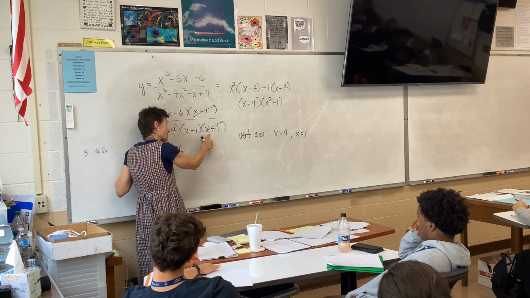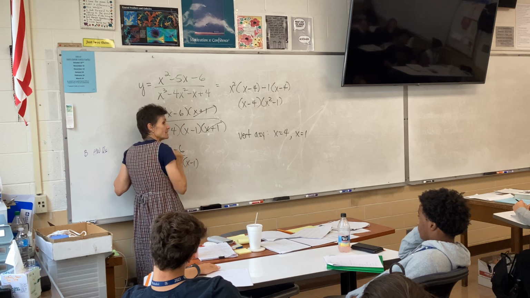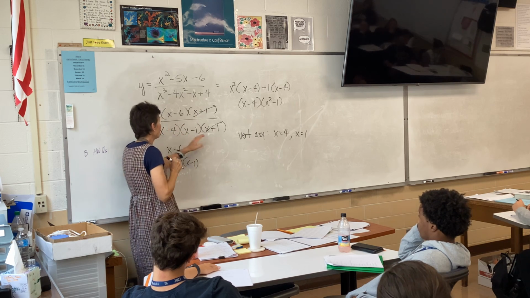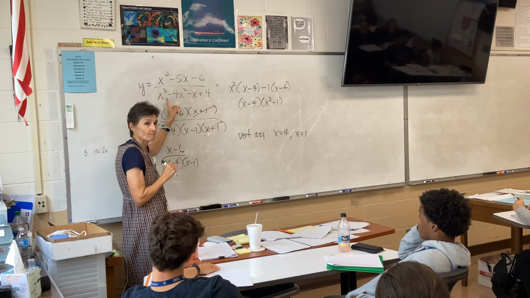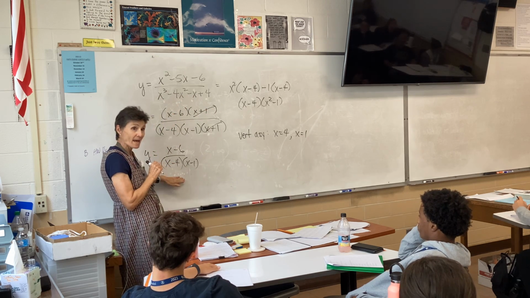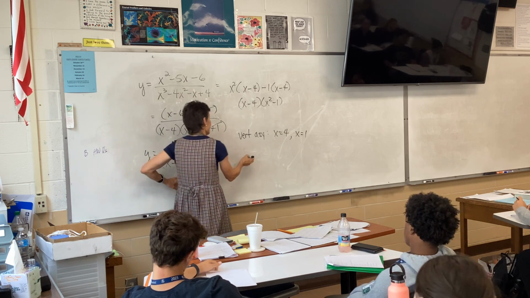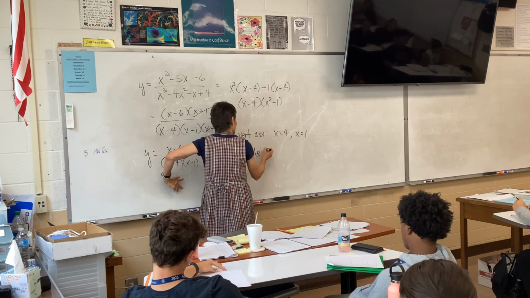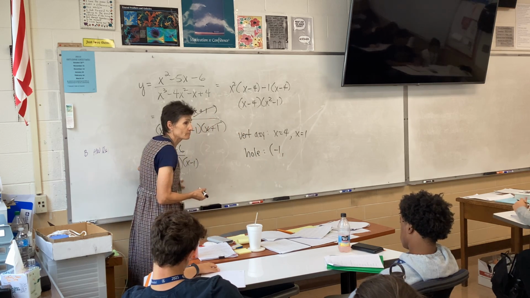Now, in the beginning, -1 was also an issue. And in fact, if we go back to the original problem, -1 is still an issue. -1 cannot go into the original problem. It will make a 0 down here. But -1 can go into the new problem. So I'm going to have a hole, or a removable discontinuity, where x is -1.